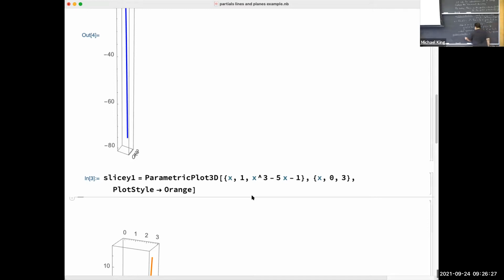So h prime of 1. So, oops, not x, y, right? Sorry. So minus 20y plus 3. And so what did you guys get for the derivative? Negative 17, looks right to me, plugging in 1 there. Good, and so that's the partial y.